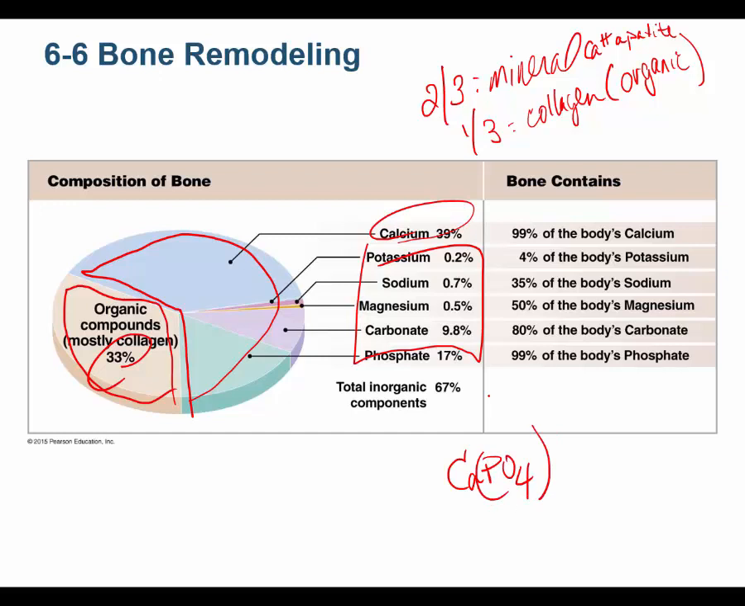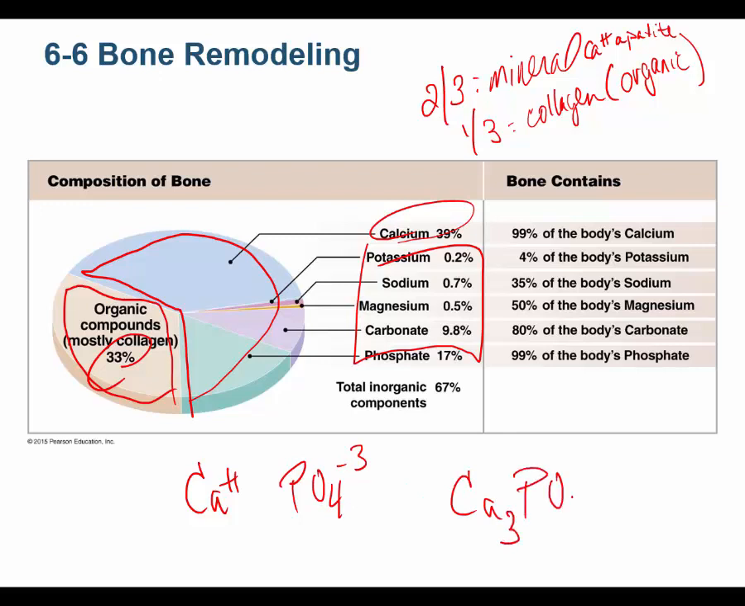Oh boy, you're probably going to want me to balance that. Phosphate has 3 negative charges. Calcium has 2 positive charges. Let me write that balance for you. So that's going to be calcium 3, phosphate 2. 2 times 3 is 6. 3 times 2 is 6. That's balanced. So a lot of the inorganics are calcium phosphate.